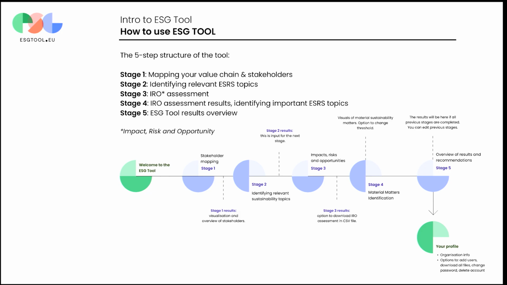And then stage 5 is just an overview of all of the results. You can download everything, and it also gives ideas on how to move forward, with links to helpful materials, and also general guidance of, okay, I now know that these are my material topics. My company should really manage them. So it gives hints on how to now go to your board or whoever and sell this idea that we should start managing these, or how to create an ESG strategy. So it doesn't give you a report, but it gives you guidance on how to move forward.